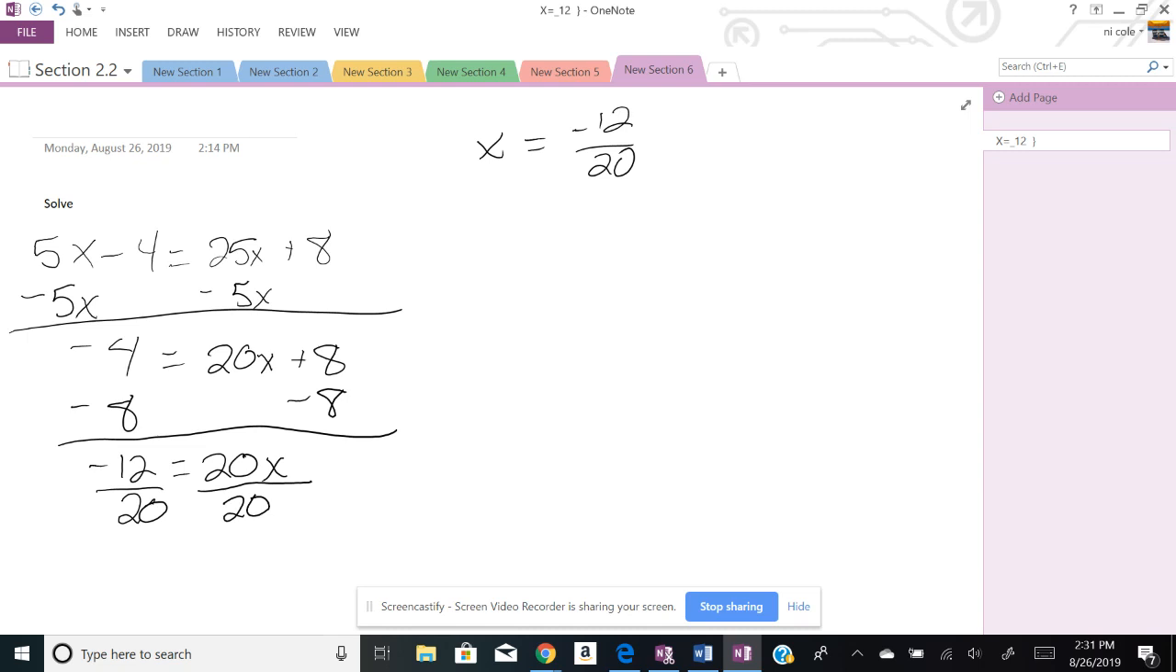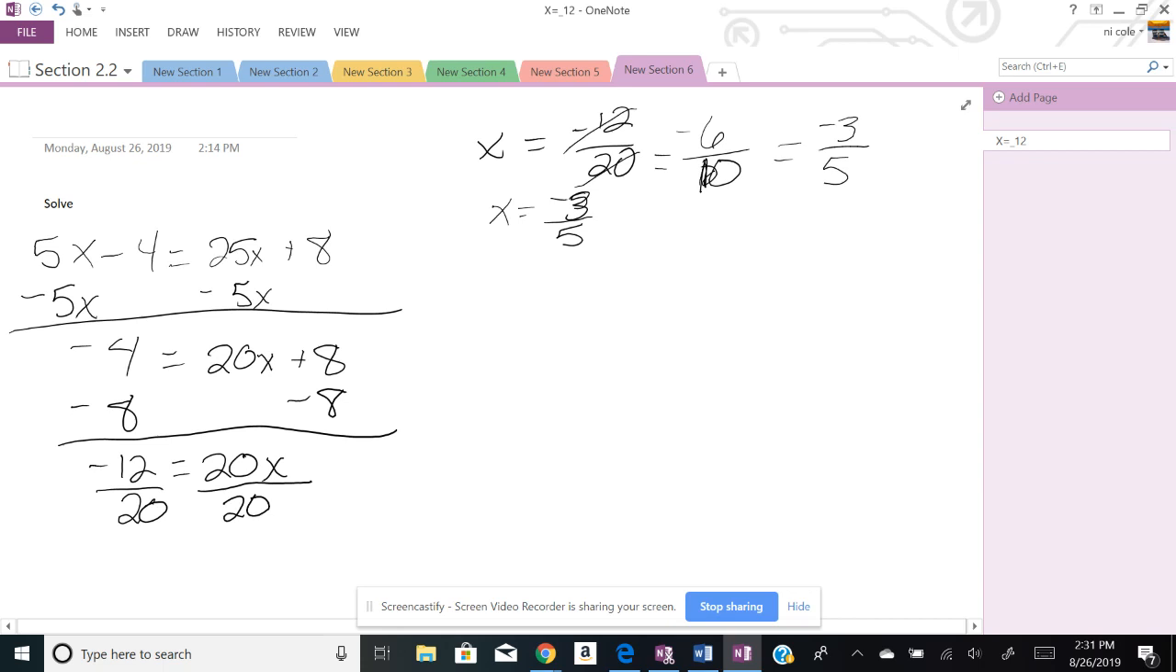So, well, you've got to ask yourself what goes into both of those. You are looking for the largest number that goes into both of them, but you may not see it. I do see 2's. How many times does 2 go into 12? Well, 6 times, so that'll become 6. How many times does 2 go into 20? 10. Okay, and then I've got negative 6 over 10, and I can see I can do 2's again. How many times does 2 go into 6? Negative 3 times. And how many times does 2 go into 10? 5 times. So my answer, x is equal to negative 3 fifths.